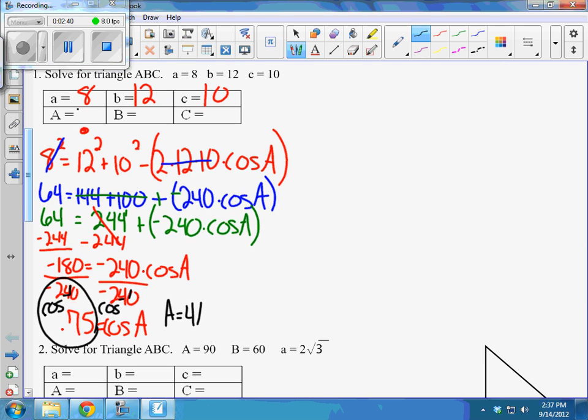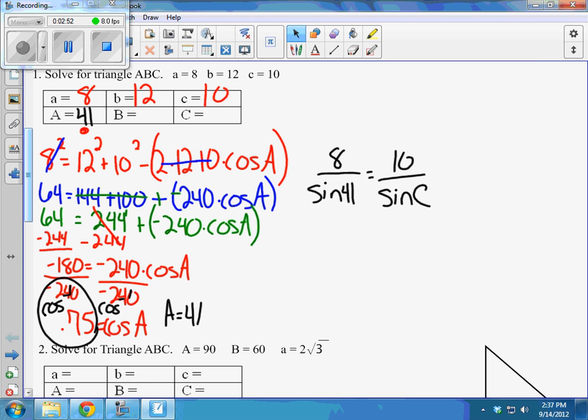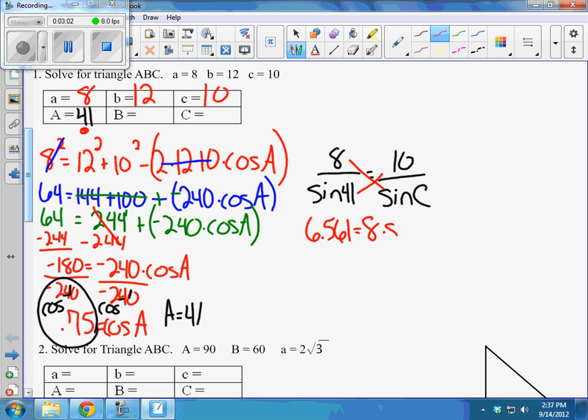And as it turns out, I now have a pair of cousins, and I compare it up with the next smallest side, which is C. So I'll do 8 with sine of 41 and 10 with sine of C and go into my cross products. So 10 times sine of 41 is about 6.561. I'm putting more decimals so I can be more accurate. And that means 8 times sine of C should also be about 6.561.